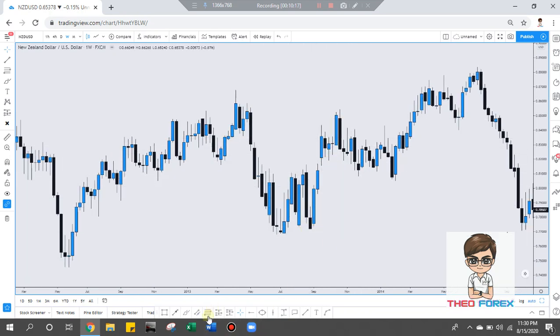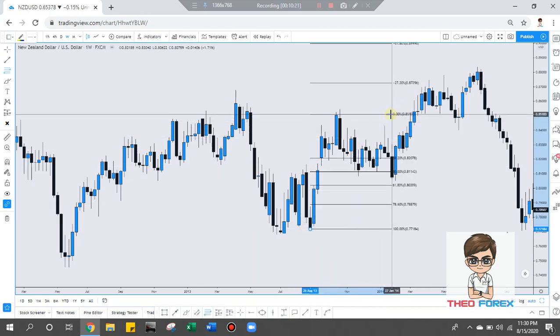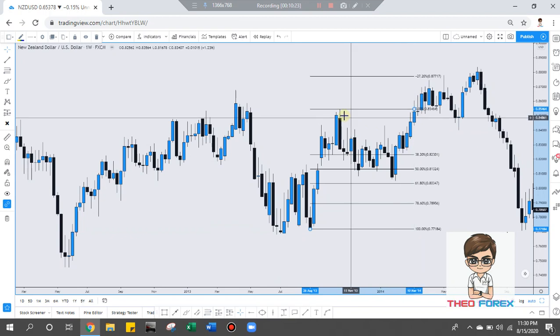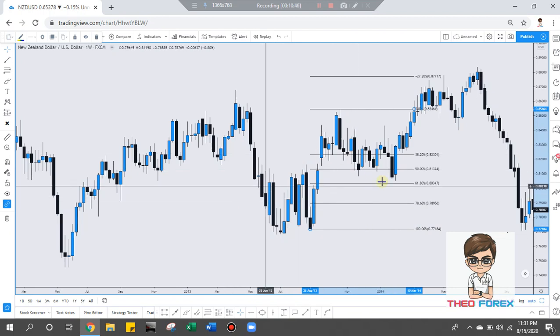You pick your Fibonacci from the swing low to the swing high, which is here. Then you wait for price to come back to any significant fib level. Now when I say you wait for price to come back to any significant fib level, you don't just buy because of it at this 38.2 fib level. You don't just buy because it's at the 50 fib level. You don't just buy because of the 61.8 fib level. You don't just buy because of the 78.6 fib level.